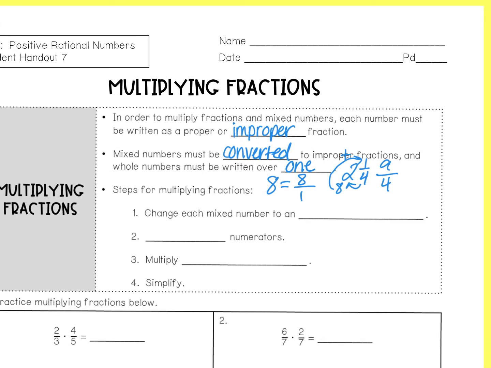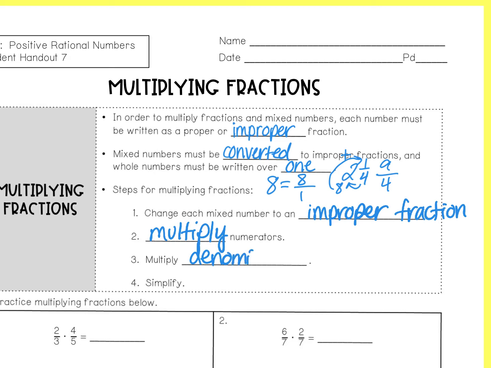So, steps for multiplying fractions. Number 1, change each mixed number to an improper fraction. Number 2, you multiply your numerators. You are going to then multiply your denominators and simplify your fractions.